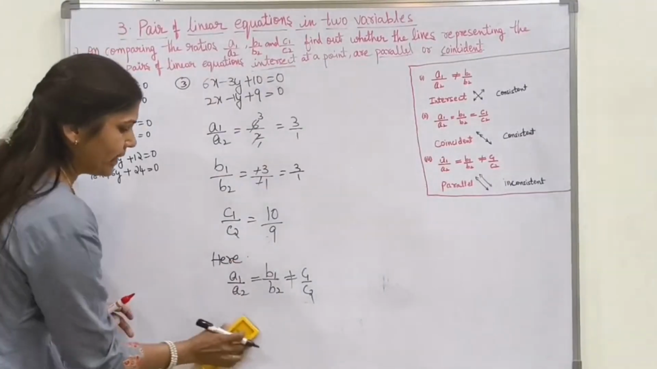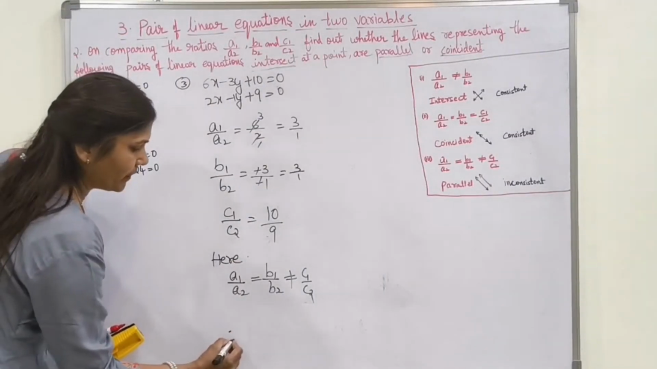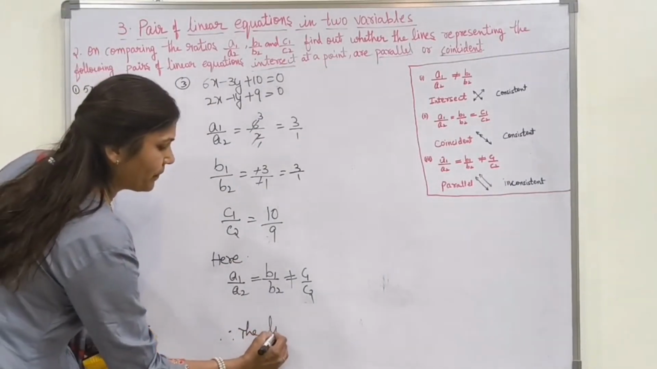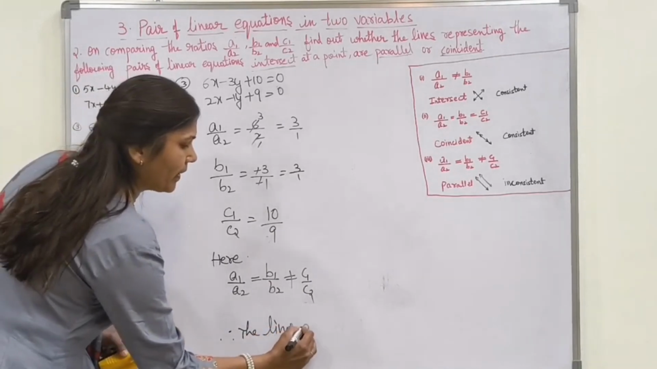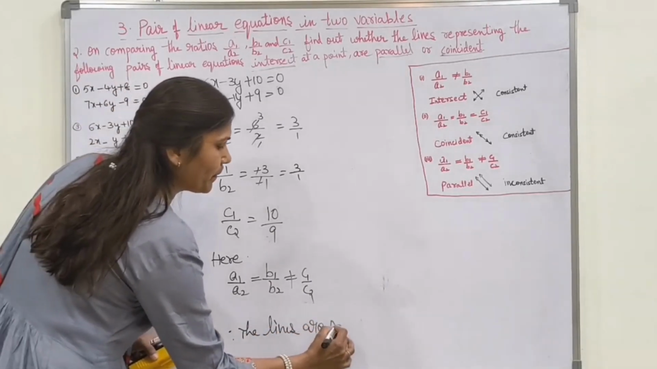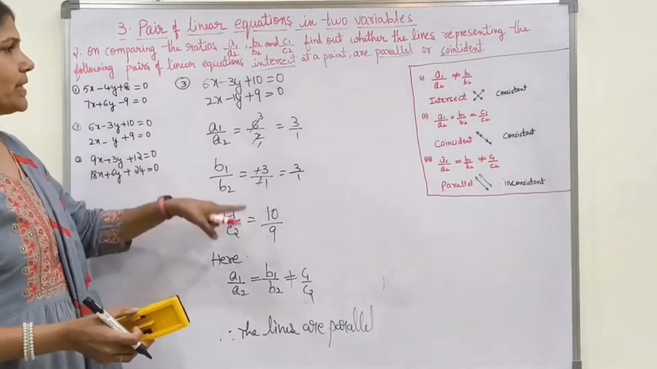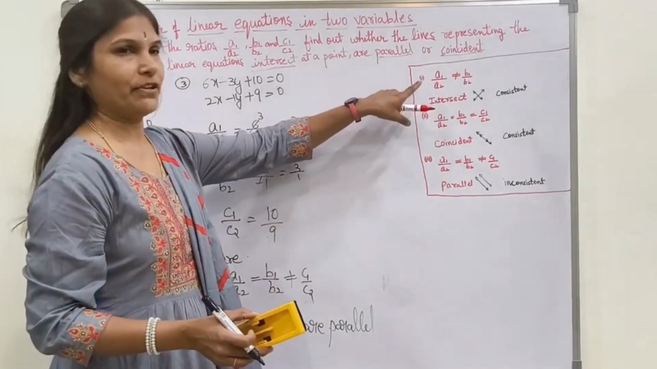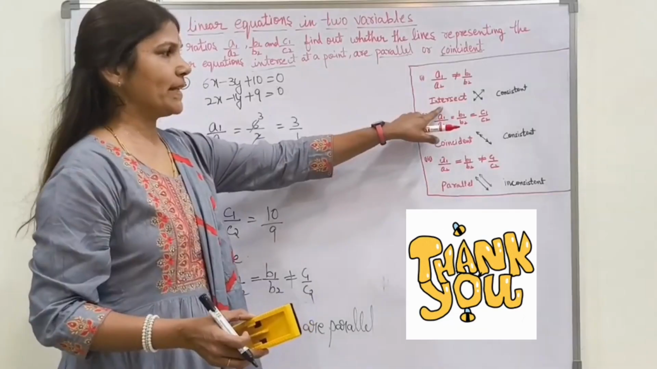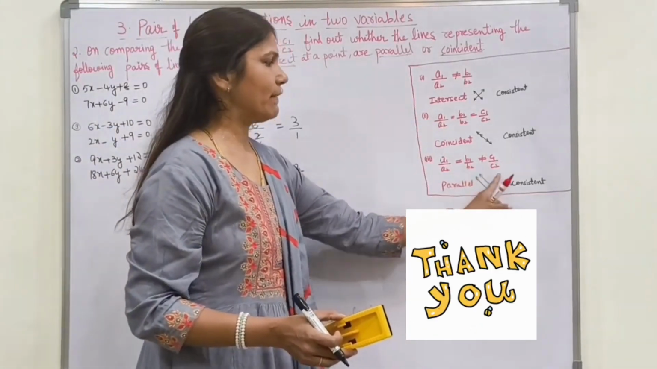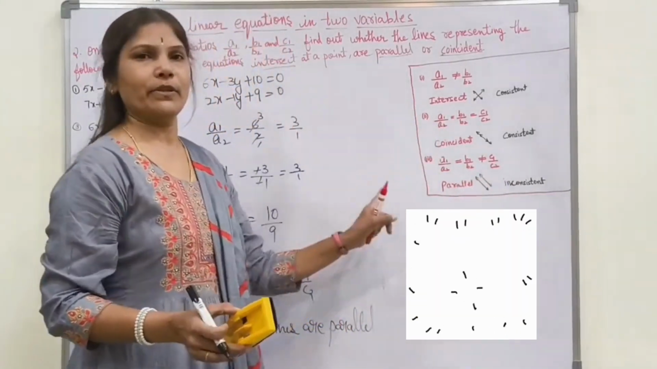So right here, therefore, the lines are parallel. The lines are parallel. So you are seeing this one, you can write it. Keep this in your mind. First one not equal means intersecting. Here, the last two not equal means parallel. All are equal means coincident. Only this.